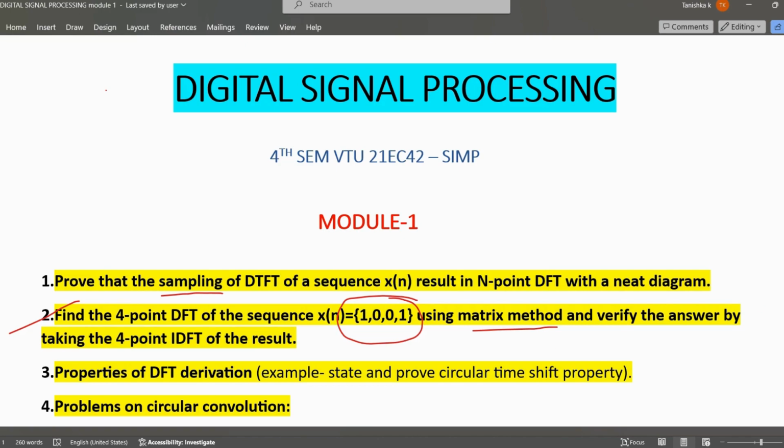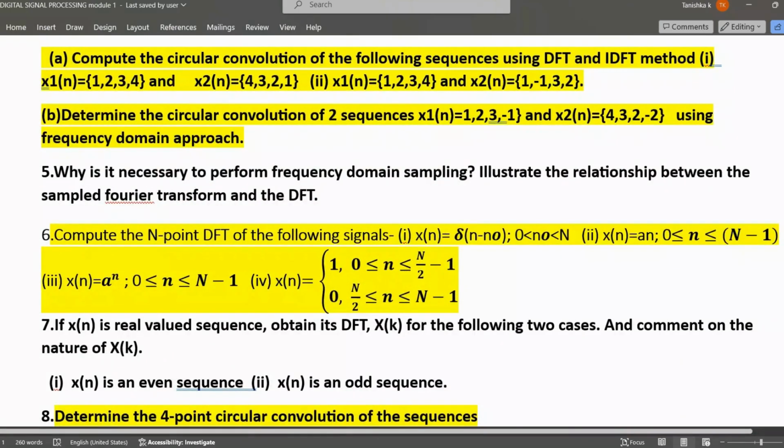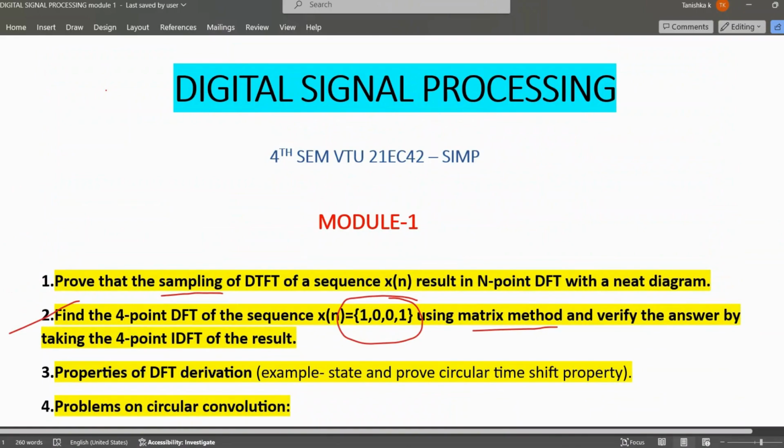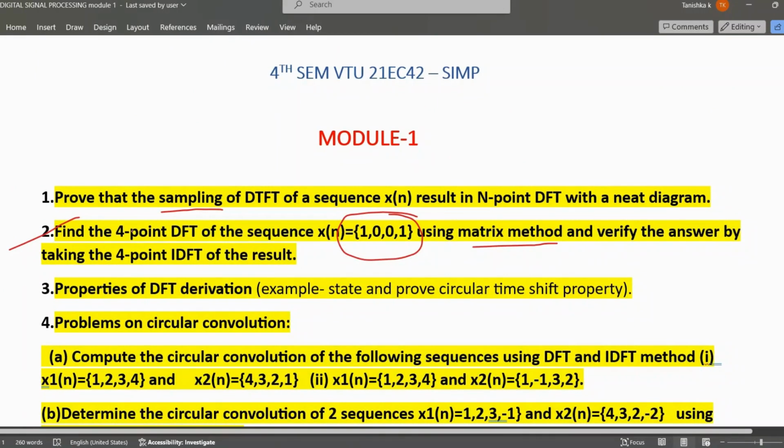So let us move to the next question, the third one, which is the properties of DFT derivation. Properties of DFT derivation is also a very important question. There are so many DFT properties, like the linearity property, the periodicity property, the circular time shift property, Parseval's theorem, and so on. Here one example I have taken is to state and prove the circular time shift property.